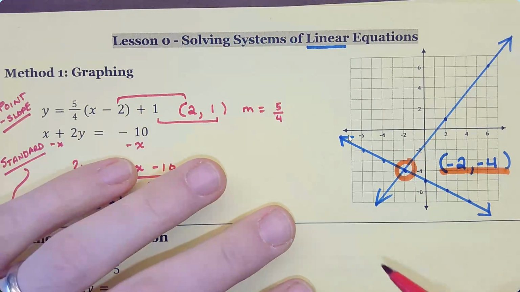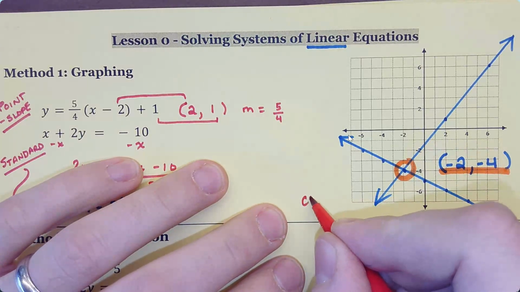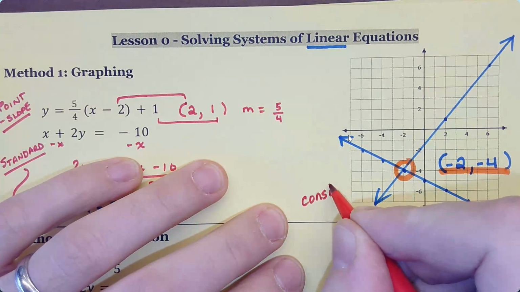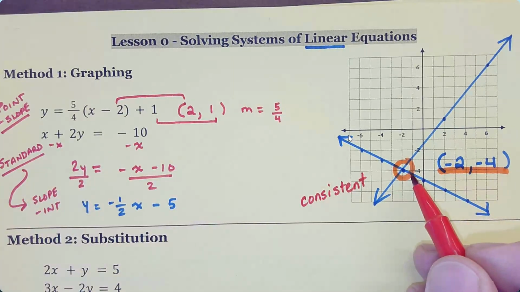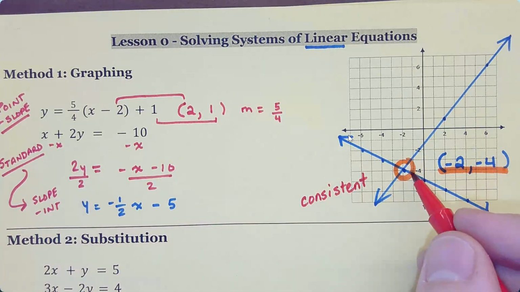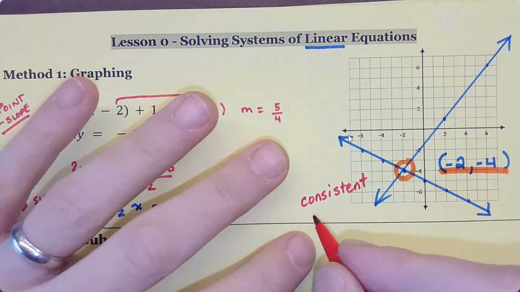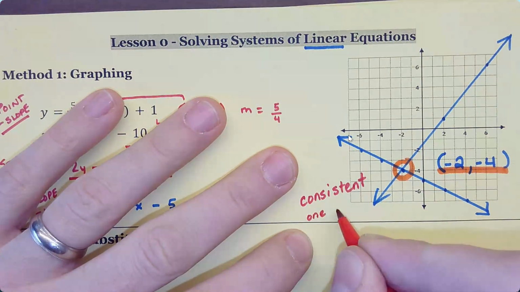I do want to mention one other thing to you, and that's that this is called a consistent system. And a system is going to be consistent anytime they have different slopes, and so they intersect at one point.